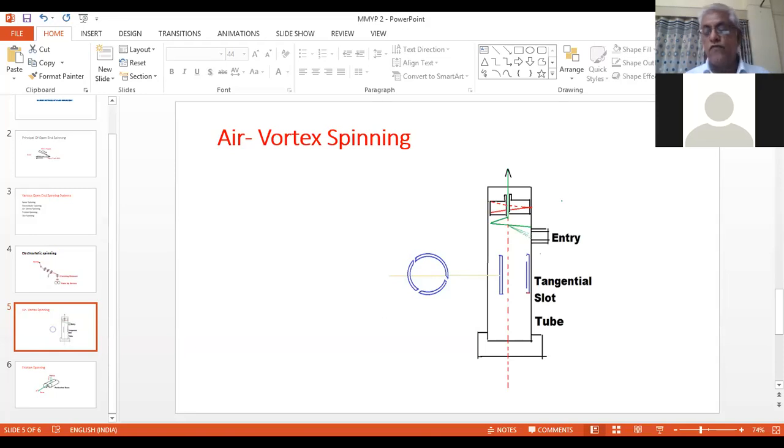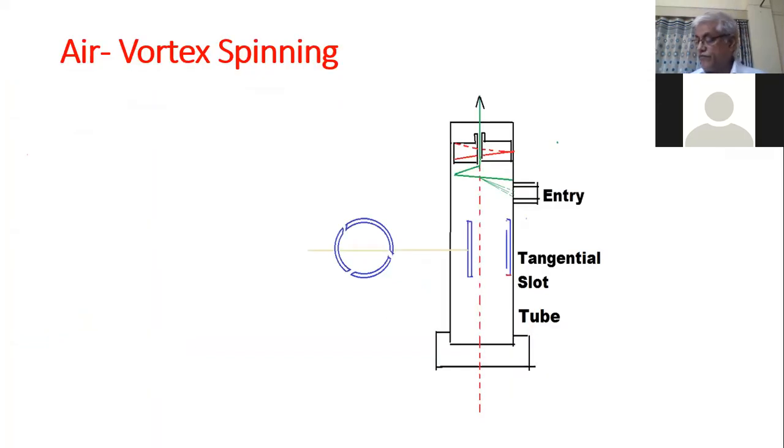This is the diagram of air vortex spinning. As it tells, spinning is done with the help of the air vortex. In this case, a vortex is created with the help of air and an open yarn end is reached. So we are feeding the material.